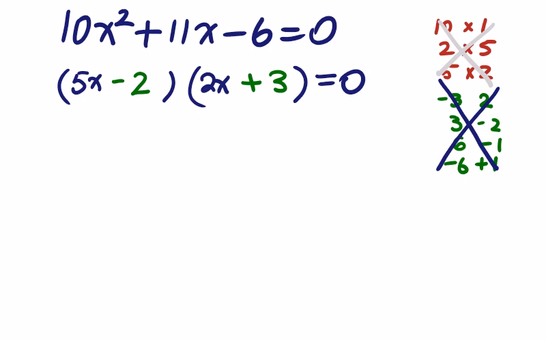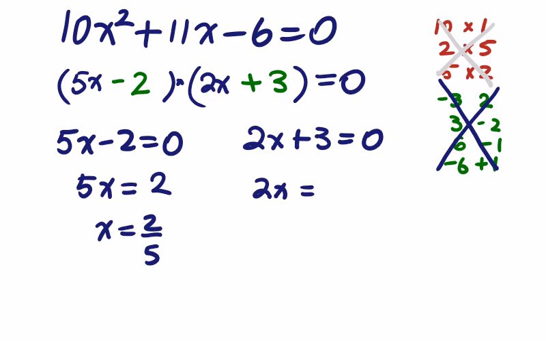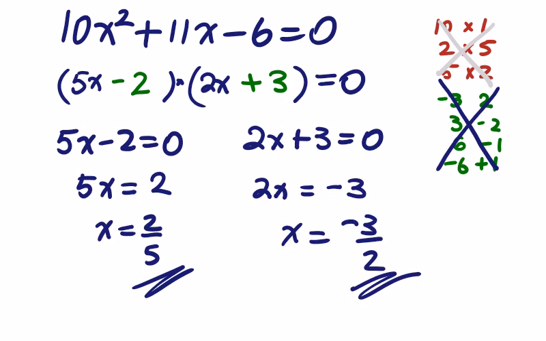So now to solve this equation, because it's a product equals 0, we have to say either the first one or the second factor will have to be 0. We solve these linear equations and get 2/5. Subtract 3 from both sides, divide both sides by 2, and negative 3/2. So these are the solutions to this quadratic equation using factorizing.